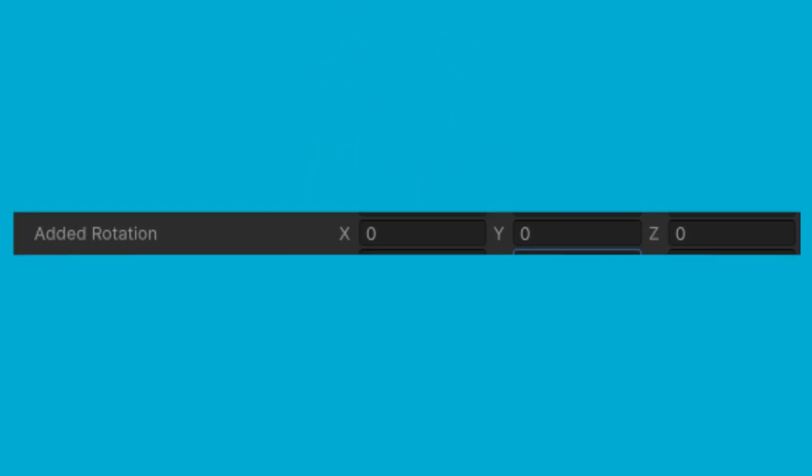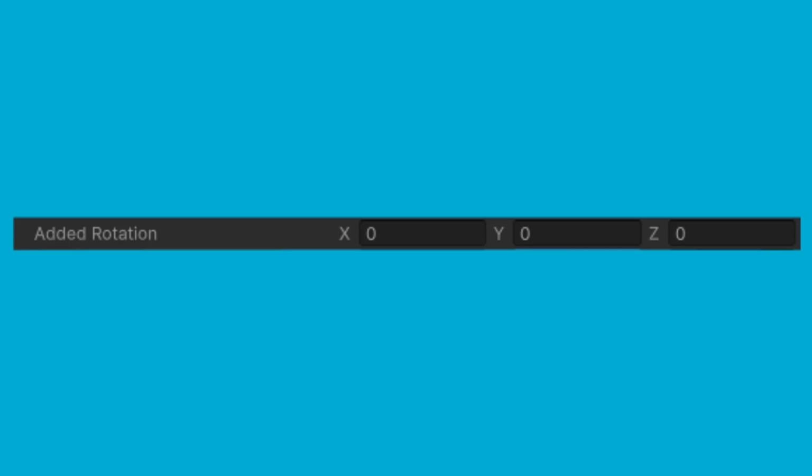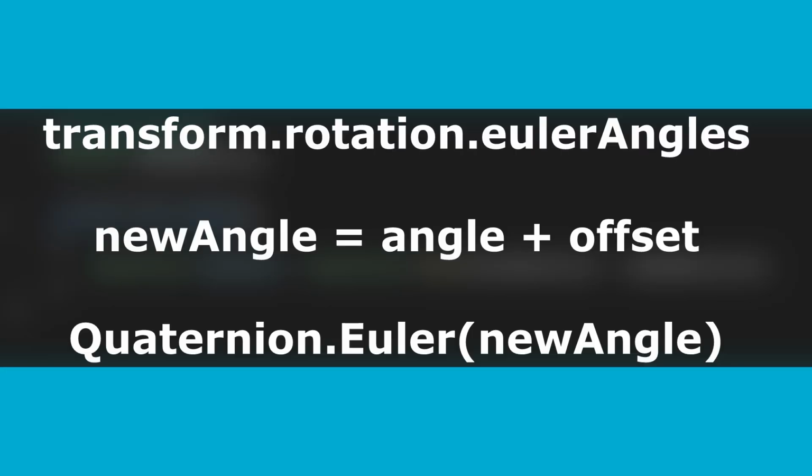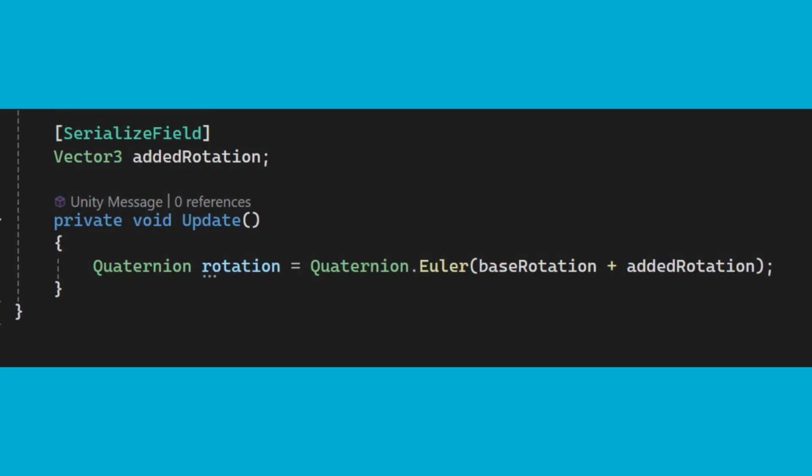Now, some of you might have noticed I had an added rotation variable. That's pretty much just a vector 3 that gets added to our base rotation before turning it into a quaternion / a rotation. This is the issue we had earlier where we have to turn our rotation into a vector 3 and then turn it back to a rotation. This does it in just one step. It just adds it before we turn into an actual rotation.